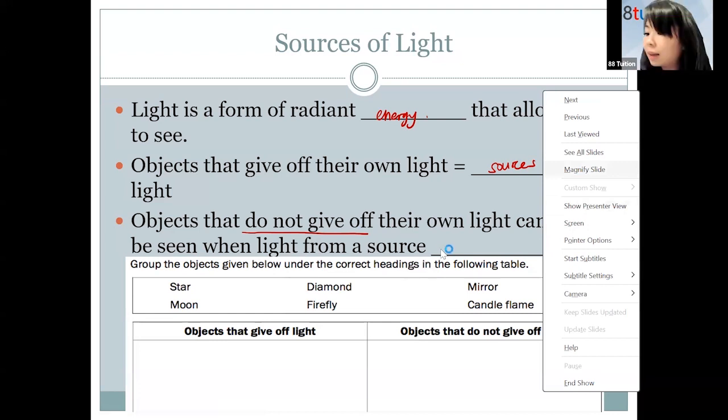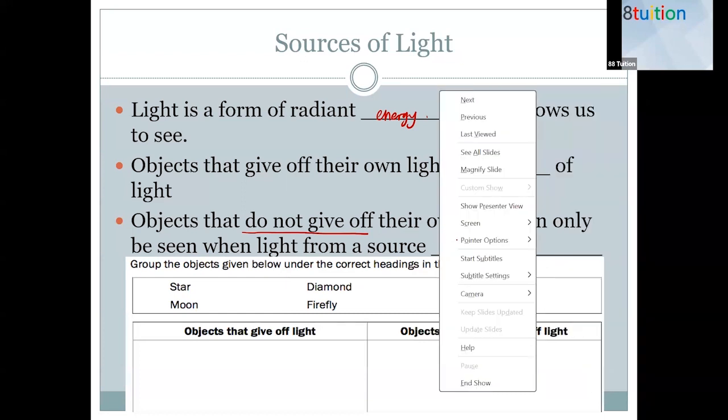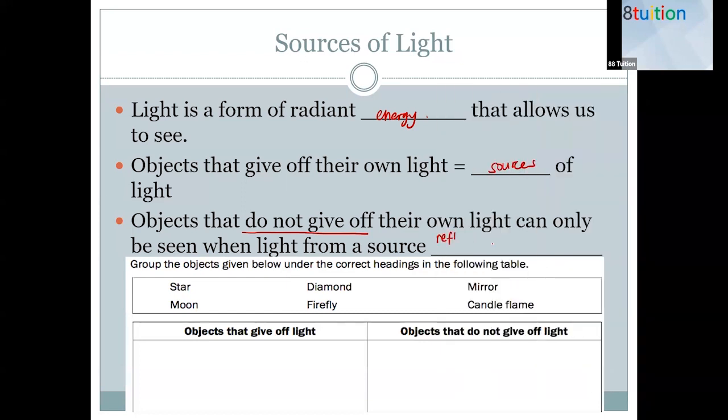Okay, not very clear here. So I'm just going to fill in the blanks. Can you all copy? Reflects off the object into our eyes. What does this mean?